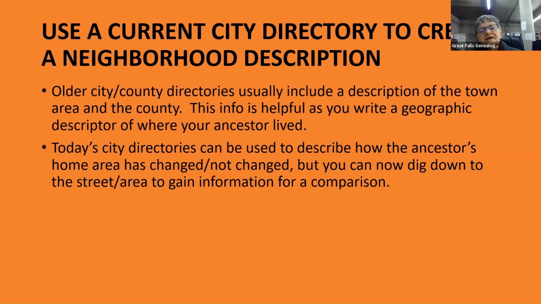Remember that the older city and county directories usually included a description of the town area and the county. And this information has always been helpful as you write a geographic descriptor of where your ancestor lived. Maybe you don't know too much about Crenshaw, Pennsylvania, or Broomtown, New York, or whatever, but you can use the descriptors in those city county directories that are out online to give yourself an idea and your family an idea of what that geographic area looked like where your ancestor lived.